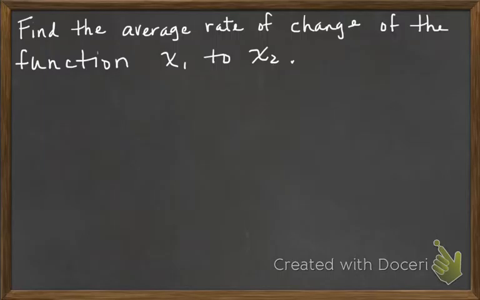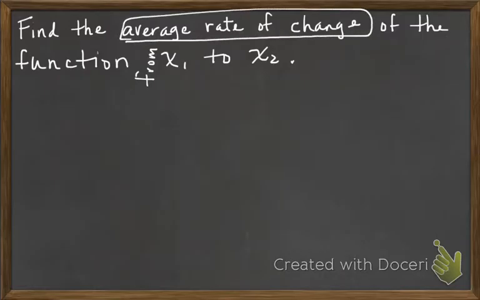And then it has from, and I left out that word, from x sub 1 to x sub 2. So you need to know, if I've not already said this, I'm going to say it now. Average rate of change is the same thing as slope. When a line changes, it changes at an average rate of change. That rate of change is called the slope. So that means exactly the same thing. It could say find the slope of the function from x sub 1 to x sub 2.